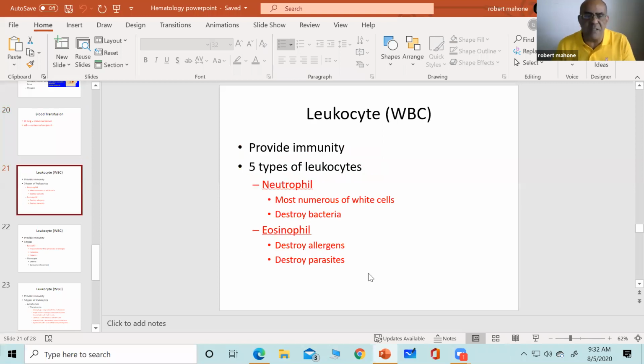And that brings us to the second of our formed elements, our leukocytes. Now, leukocytes are white cells. They provide immunity for us. They are the immune system. They seek out and destroy those things in our body that do not have a self-identifier, including your own cells if they become unrecognizable. Remember that.